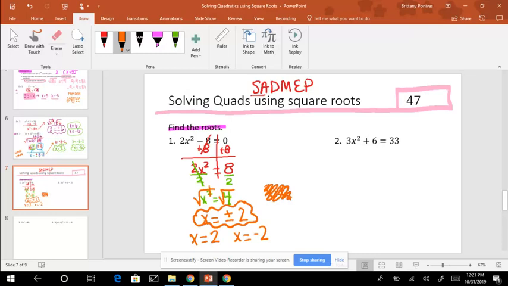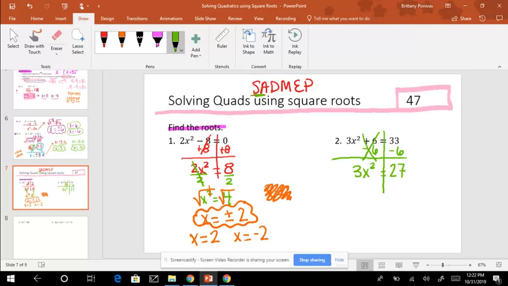Number 2 is the same format. Again, we are solving using the backwards order of operations, so we have to take care of the adding or subtracting first. For number 2, we have an adding 6 on the left-hand side where the x squared is. So the opposite of adding 6 is subtracting 6. On the left-hand side, the plus 6 and the minus 6 cancel. Leaves us with 3x squared equals 33 minus 6 is 27.